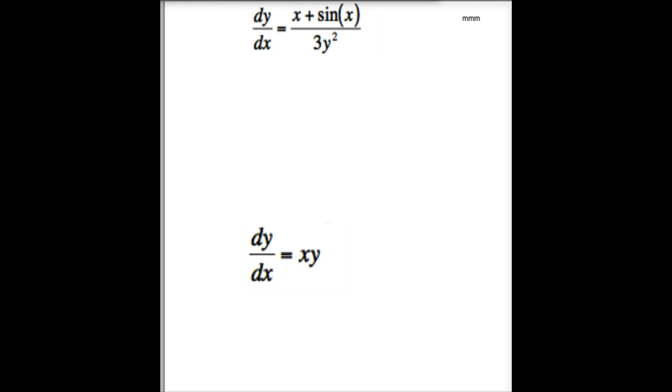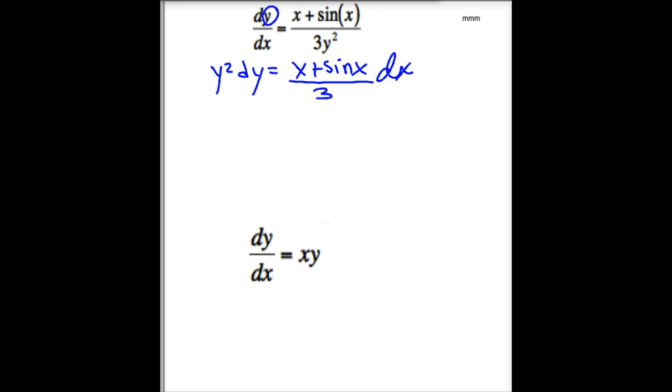So our first step is to separate, then integrate. Again, I'm trying to figure out an equation for y that's dependent upon x. So I'm going to multiply both sides by y squared. I'll get y squared dy is equal to x plus sine x, over 3, keeping all my x terms over on this side, times dx. It's now separated, so then we integrate.